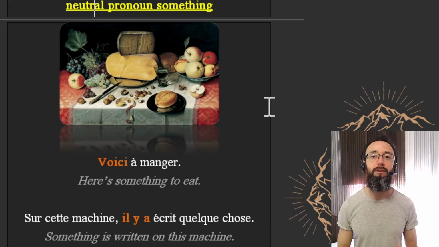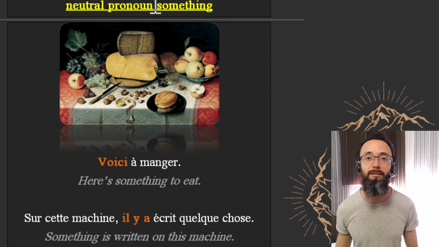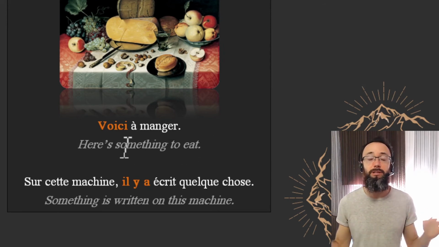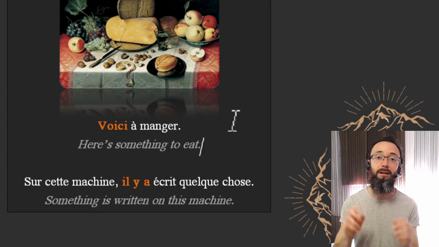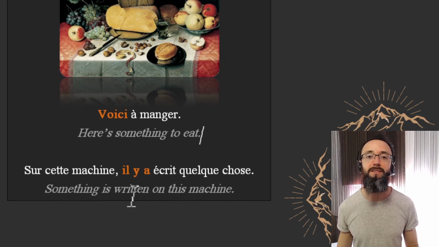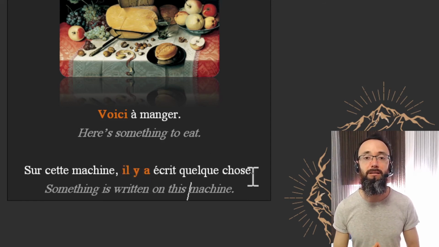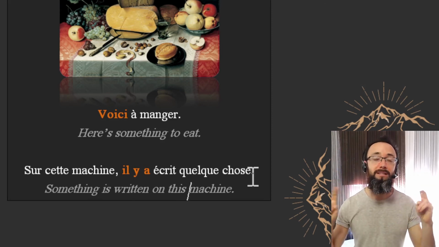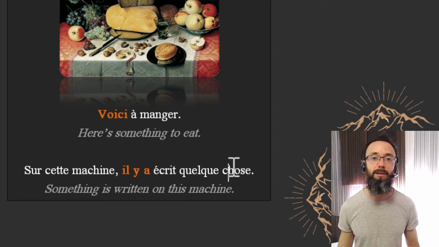And in the case of the neutral pronoun something, here's something to eat. In French, you can get away with just saying here to eat. Here's something to eat. Voici à manger. Or something is written on this machine. Sur cette machine, il y a écrit quelque chose. And this is different enough to warrant an explanation here. Il y a, there is, écrit, written is the past participle, and then something.